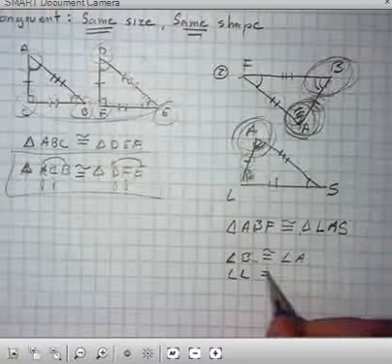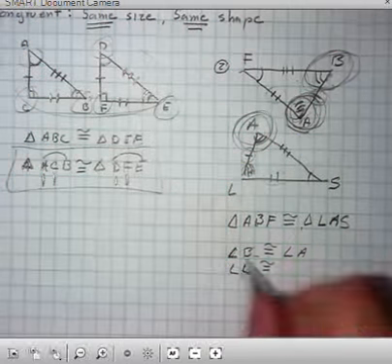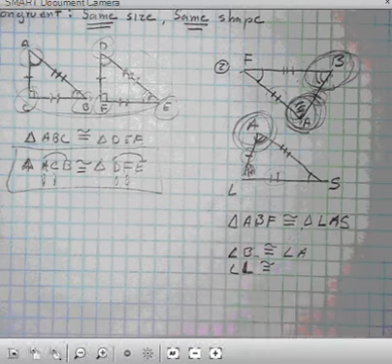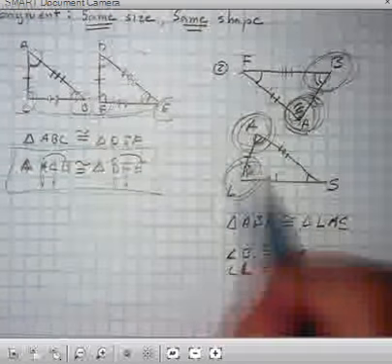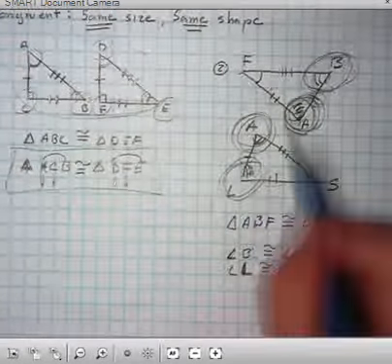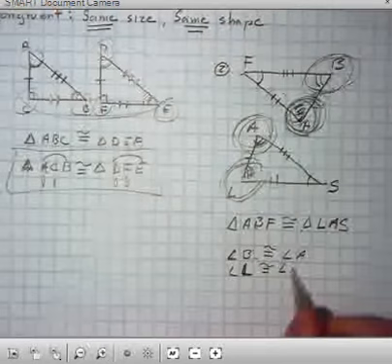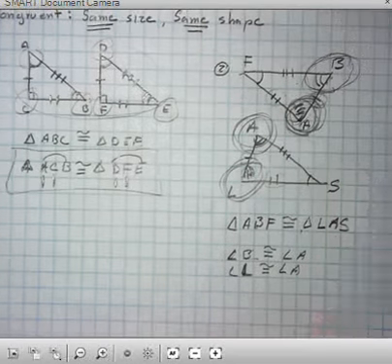What angle is that congruent to in our triangles? So angle L. Lena? Yeah, so angle L is right here, and that's got 3 marks. Angle A there has the 3 marks.